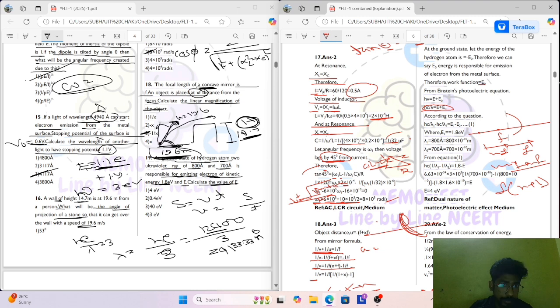So for the two cases, hc by lambda 1 minus hc by lambda 2 equals E1 minus E2. E1 is given as 1.8, and E2 will be equal to E. So put the value of lambda 1 and lambda 2, 810 to the power minus 10 and 710 to the power minus 10. What will we get? You will get around 1.25, there is a difference of 0.18 here. 0.18 into 6 means 10. Then 10 minus 1.8, you will get around 4 electron volt.